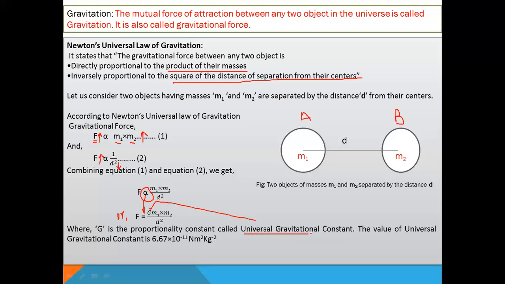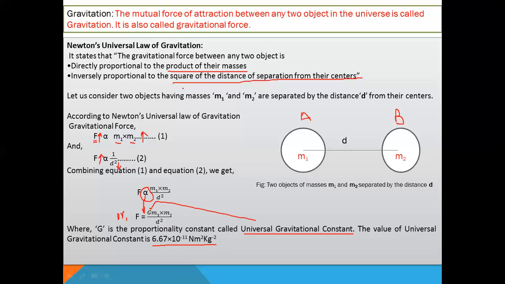universal gravitational constant. What is this called? Universal gravitational constant, and the value of the universal gravitational constant is 6.67 into 10 to the power minus 11 Newton meter square per kg square. This value was calculated by Henry Cavendish by using a torsion balance.